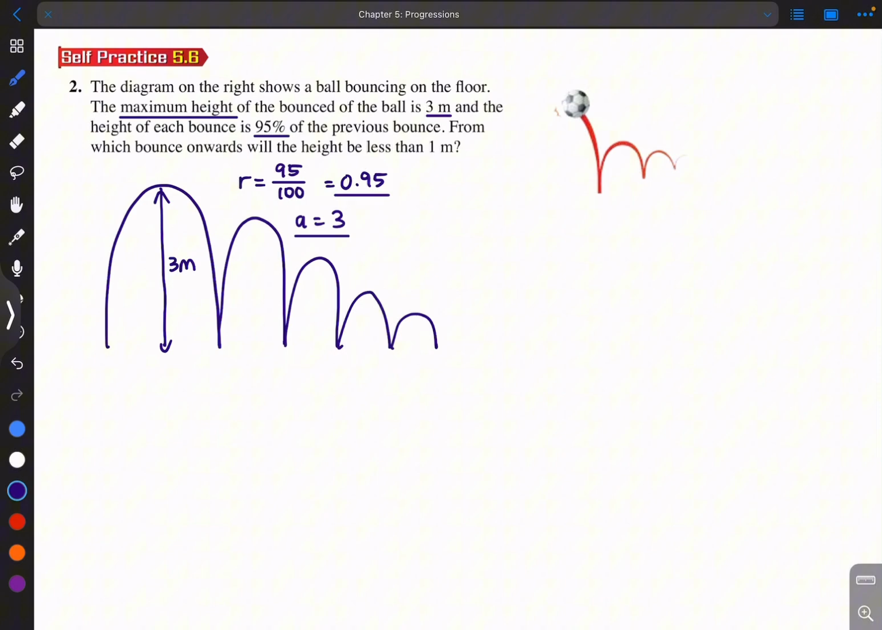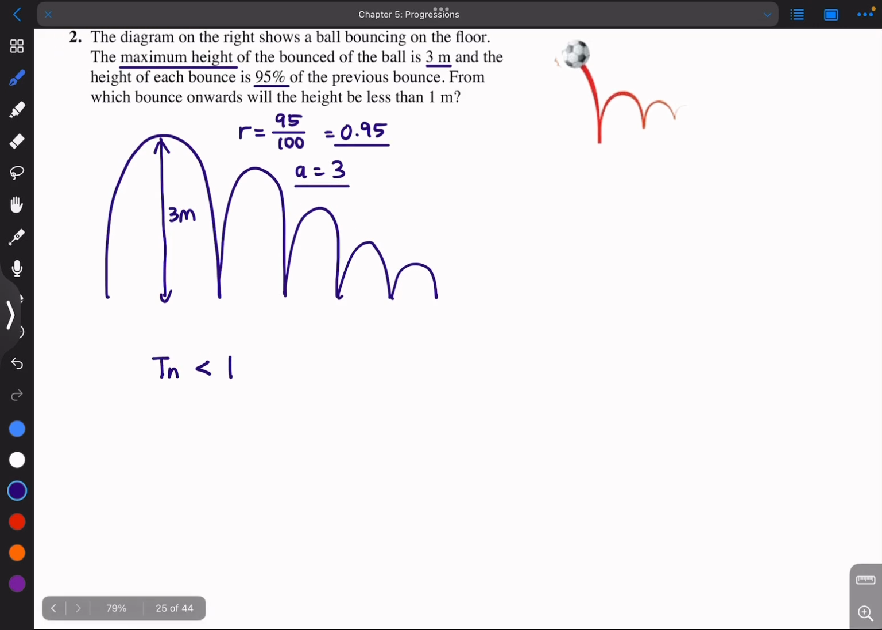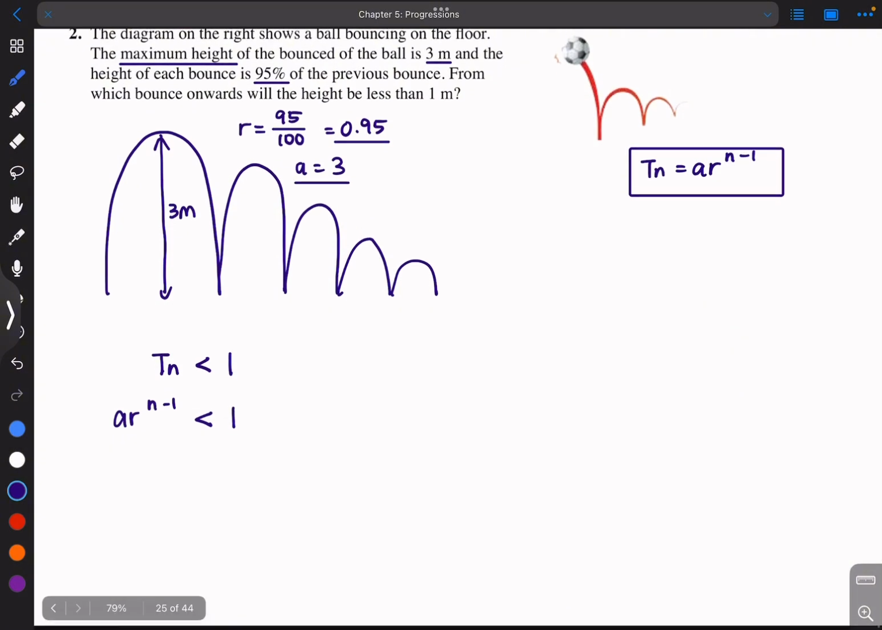Okay, we need to find which bounce onwards will the height be less than 1 meter. So we need to find which term will be less than 1. The formula for Tn in a geometric progression is ARⁿ⁻¹. So we need to find ARⁿ⁻¹ less than 1. We know our A, we know our R, so let's sub this in. Now we try to find n, because n will be the nth bounce.